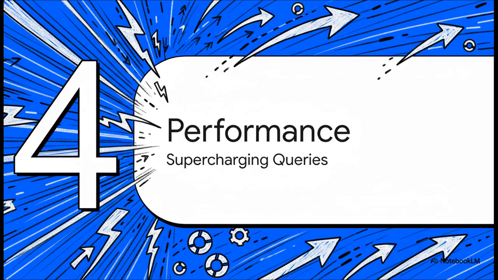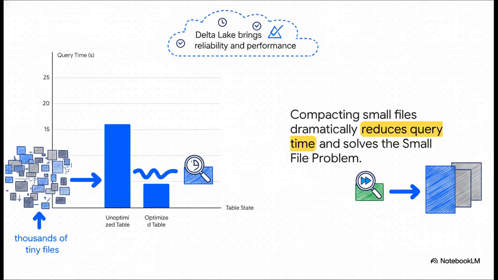Okay, so our data is reliable, it's safe. That's huge. But what's the point if our queries are slow as molasses? Well, that brings us to Delta Lake's second superpower, supercharging performance. Let's talk about the dreaded small file problem. We've all been there. Your streaming job writes data every minute, and before you know it, you have thousands of tiny files. Trying to query that is a nightmare for the engine. It spends more time opening files than reading data.